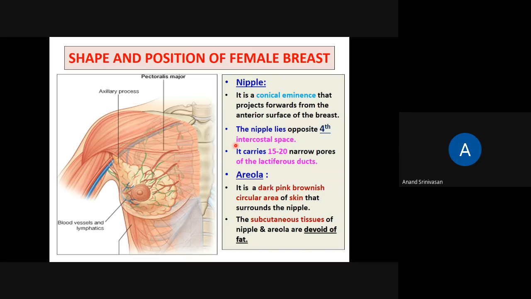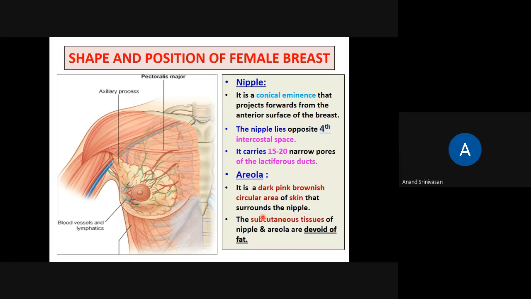Usually they are rudimentary. So during the lactational period, because of the secretion of milk, they become active. Surrounding the nipple, the conical eminence, there is a darkly pigmented structure which is referred to as the areola, a pink brownish circular area.